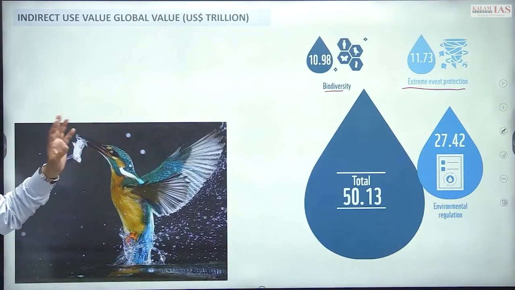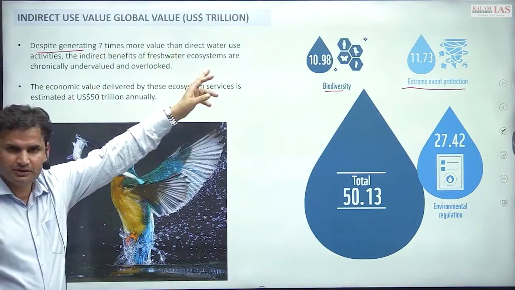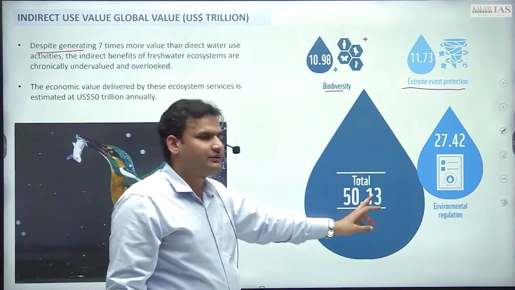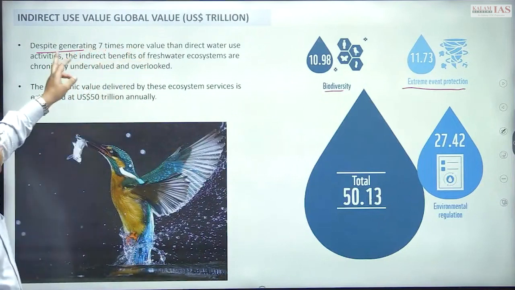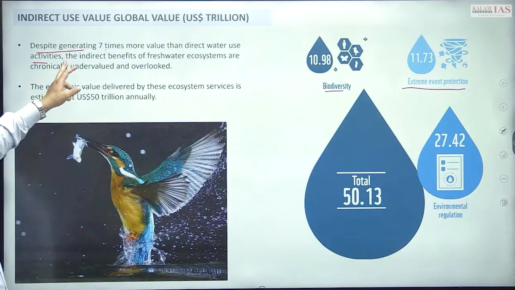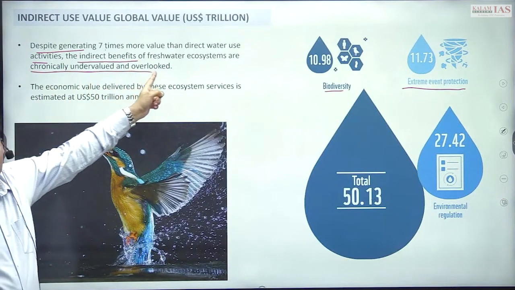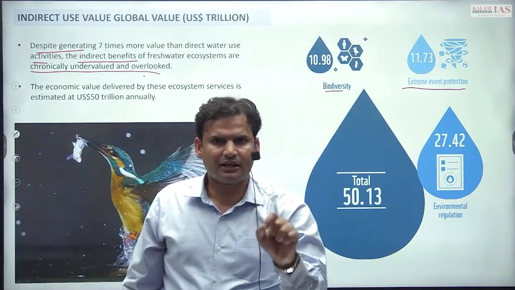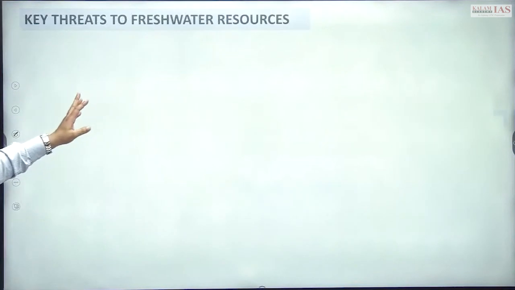Biodiversity definitely depends upon water, but despite generating 7 times more value than the direct use, अभी देखा था direct use में $7 trillion, indirect $50 trillion, more than 7 times, right? So despite generating 7 times more value than direct water use, the indirect benefits of freshwater ecosystems are chronically undervalued and overlooked. This is what we call your water blindness, lack of awareness, right? And the economic value is around 50 trillion annually.